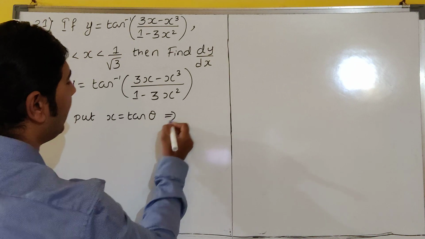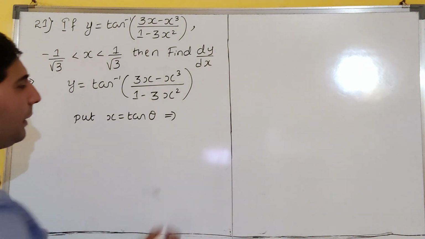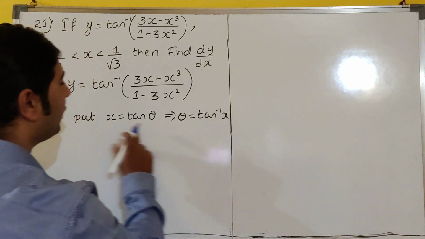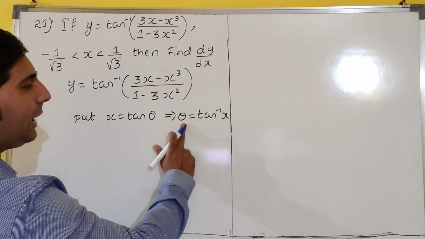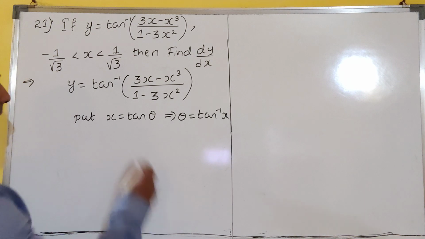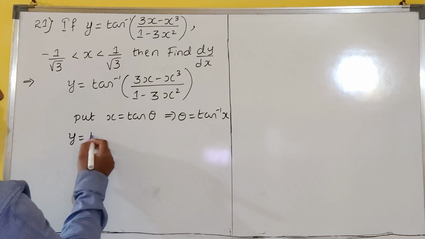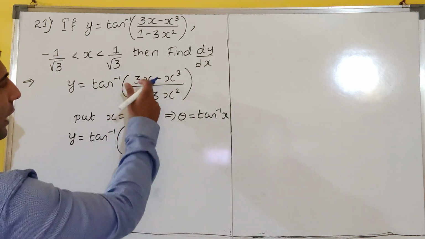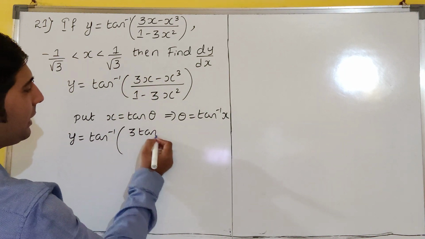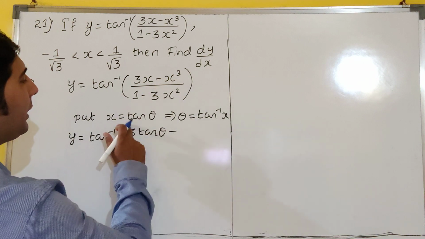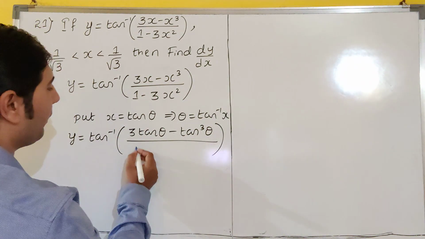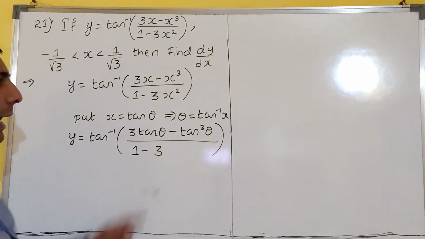And if you take tan to the left side, it will become what? Tan inverse x, dear students. So tan inverse x is equal to theta. I will write theta is equal to tan inverse x. Now substitute in the given equation. Y is equal to tan inverse of 3x, x value is what? Tan theta. 3 tan theta minus x cube means what? Tan cube theta whole divided by 1 minus 3x square.